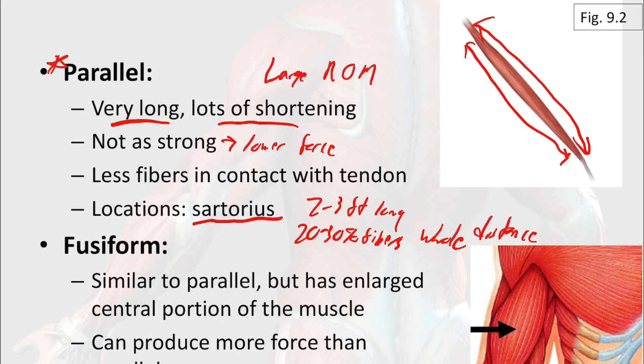Okay, and then next one here is called fusiform. Fusiform is very similar to parallel, but instead of just being straight all the way through, it kind of has a bulge in the middle. It's a large spot in the central part of the muscle, and this is what your biceps brachii is. Okay, you get more force out of this because that bulge in the middle just gives more muscle fibers to pull. Okay, but it's similar where you have lots of range of motion and still not as much force as some of the other arrangements like convergent.